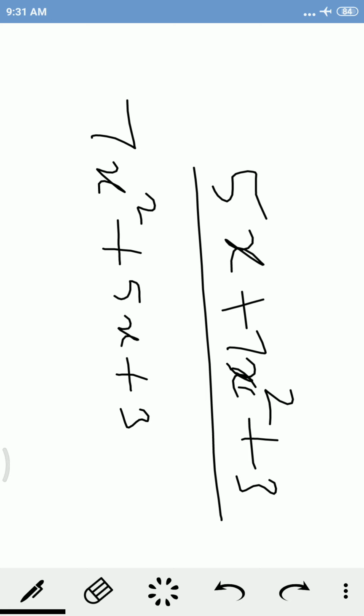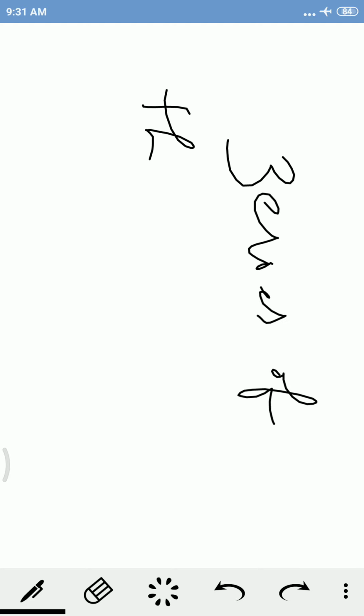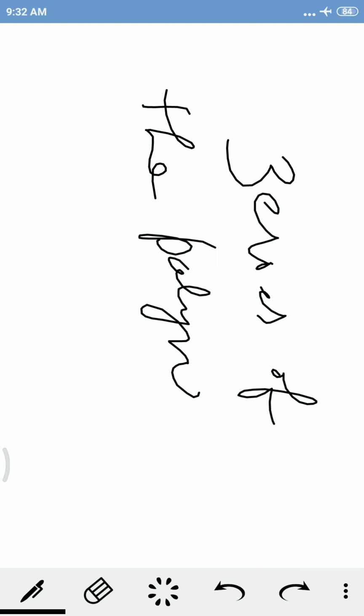7x square plus 5x plus 3, meaning the term which contains the highest power of the variable should be written on the left, then this, then this. So it's a standard form. Wherever you are going to perform division and all that, you have to write these terms in standard form. Okay, now next thing is that in the next video we are going to discuss zeros of the polynomial.